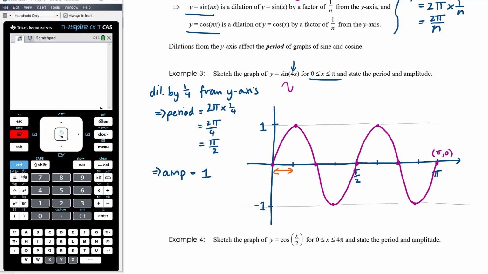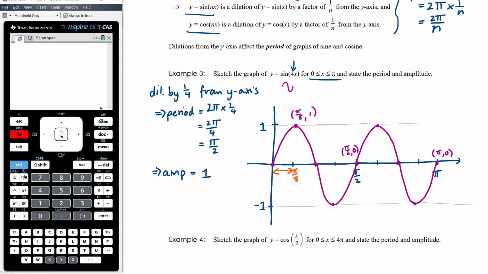Intercepts, pi, 0. This is pi on 2, 0. So again, if you struggle with this, it's all just fraction work, okay? We've actually divided pi into 8 equal sections, so each one of those is pi on 8. Okay, and then it's just simple counting. So this first turning point is at pi on 8, 1.